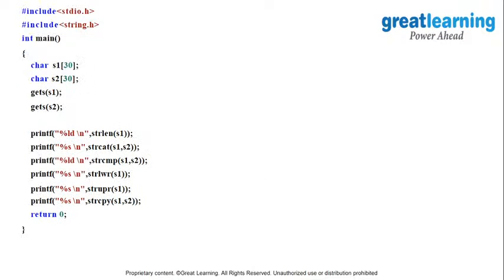Now let's see this program. You have two character strings, s1 and s2. If you see, this s1 is equal to 30. These are the number of characters in your string.